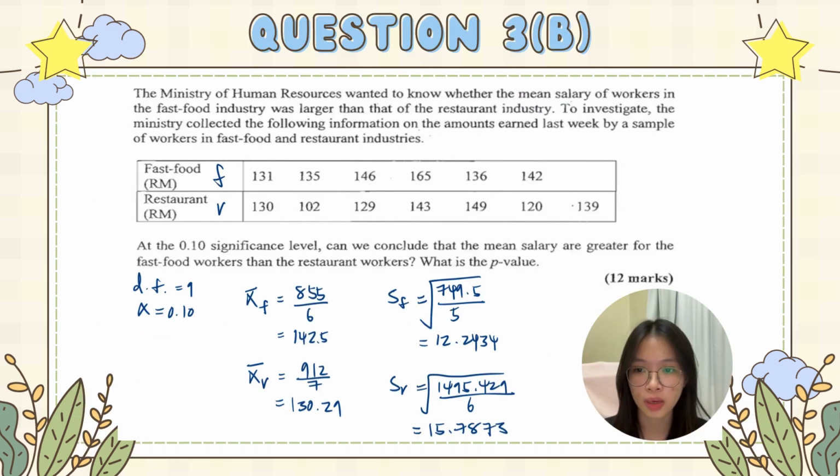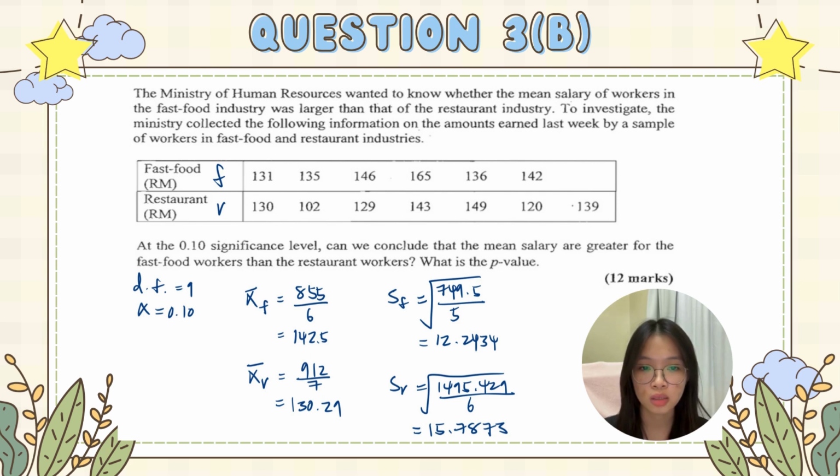Question 3B asks, at the 0.1 significance level, can we conclude that the mean salary is greater for the fast food workers than the restaurant workers? And what is the p-value? So for the question, we know that the degrees of freedom equal 9. The significance level equals 0.1. So from that, we can calculate the sample mean. The sample mean for the fast food is 142.5, but for the restaurant it's 130.25.